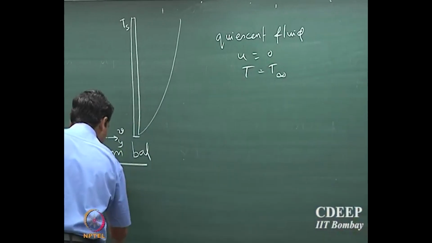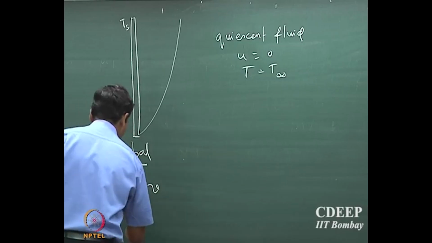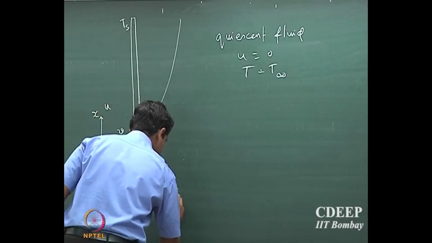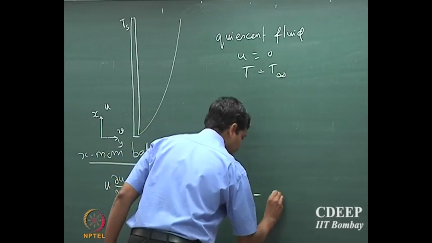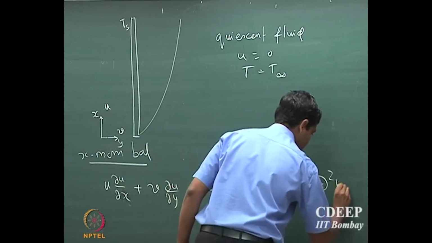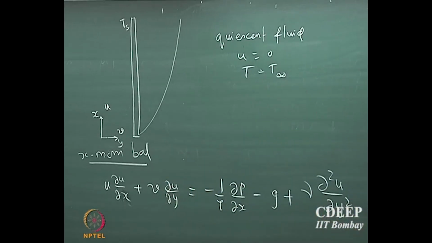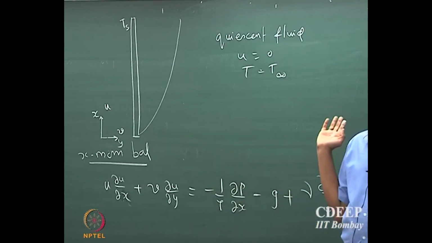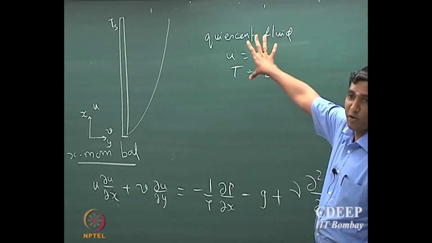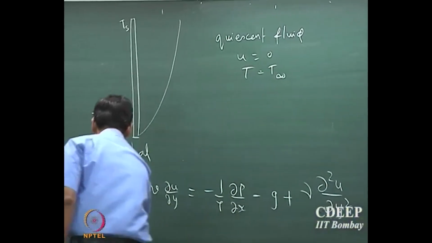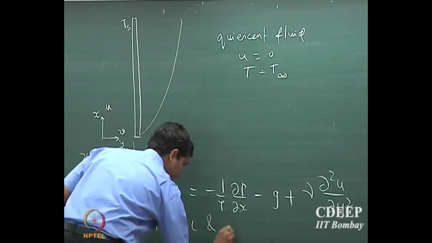So we said that u du by dx plus v du by dy, that's equal to minus 1 by rho dp by dx minus g, plus nu d square u by dy square. Okay, so that's the X momentum balance. Now this equation is valid at every location in this problem, and so it is valid in the quiescent medium as well, in the quiescent fluid as well. So this equation is valid both in boundary layer and in bulk.